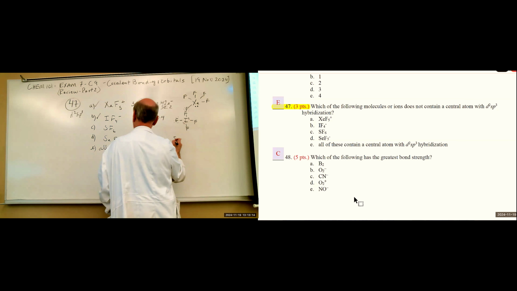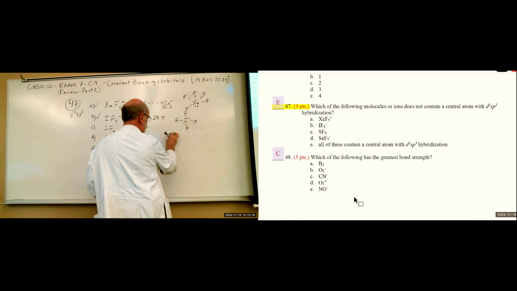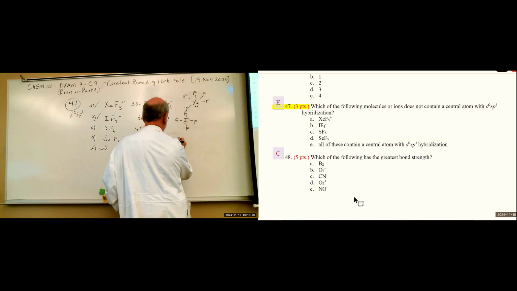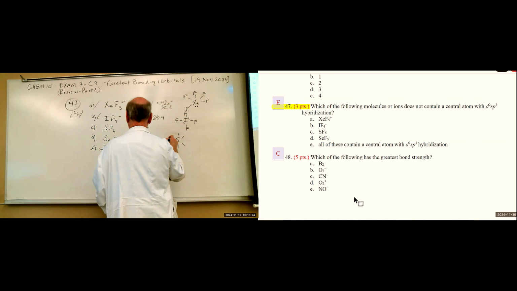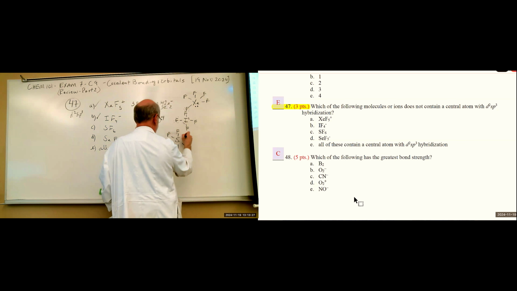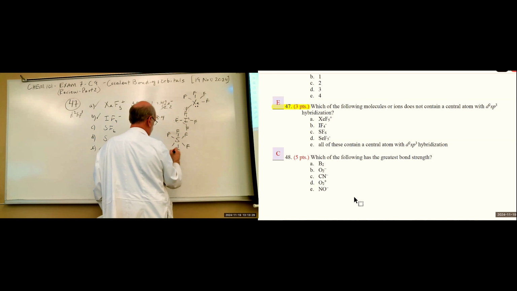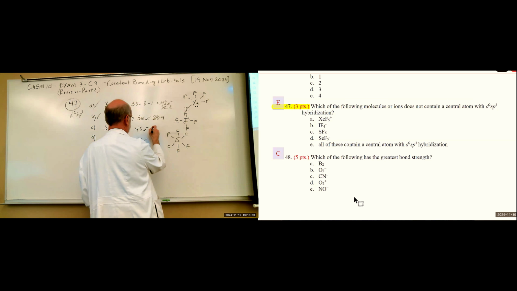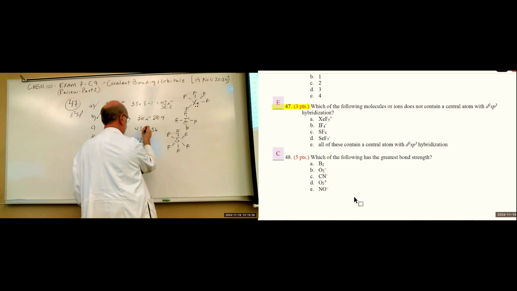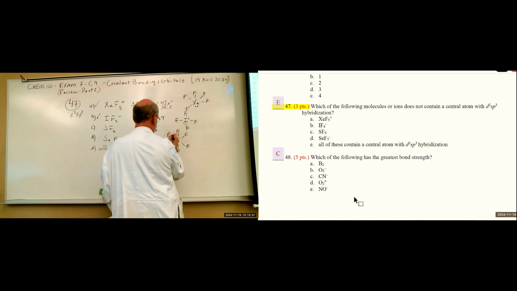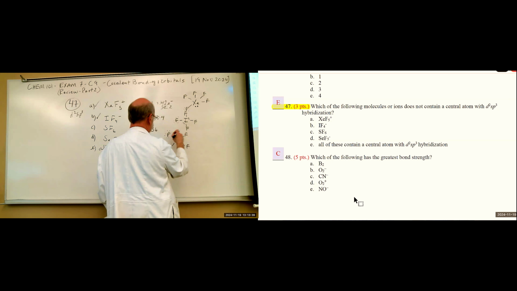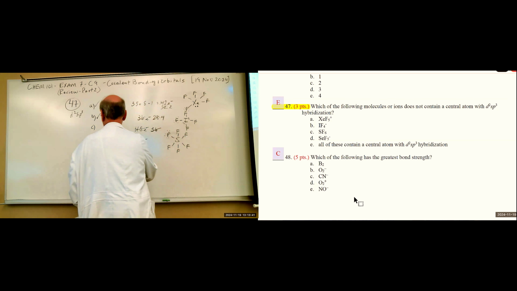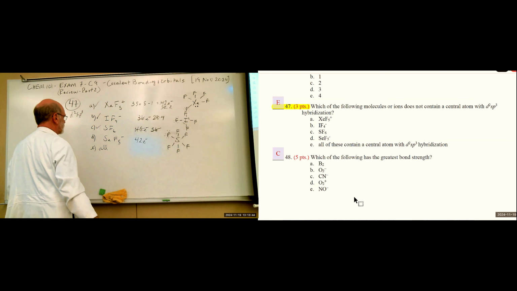SF6. Better than that. Try that again. There we go. With fluorines. 2, 4, 6, 8, 10, 12. So that's 36, right? 2, 4, 6. 6 times 6 is 36. This one is also d2sp3.